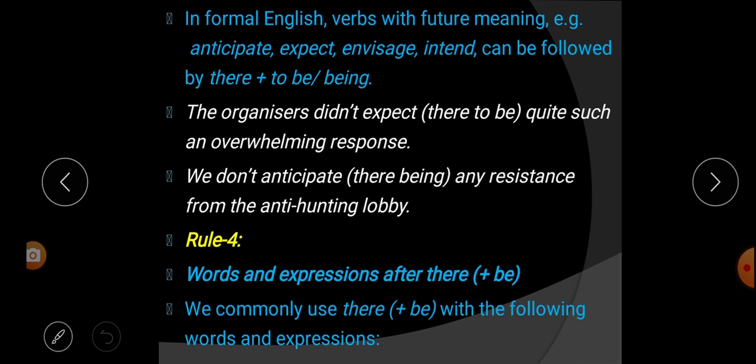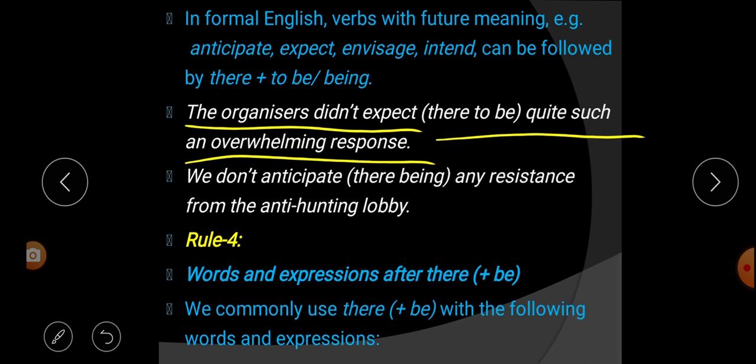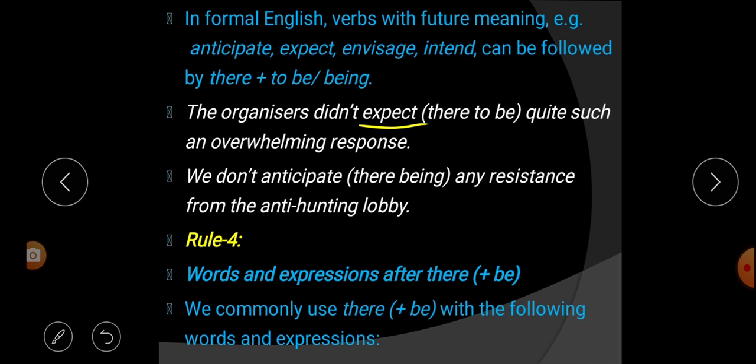Let us go through an example. The organizer did not expect there to be quite such an overwhelming response. Here, what is the future meaning word? Expect. The organizer didn't expect what? There to be quite such an overwhelming response. That means they didn't expect to face such an overwhelming response. So here we have used there plus to be.